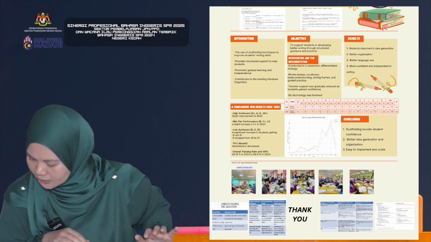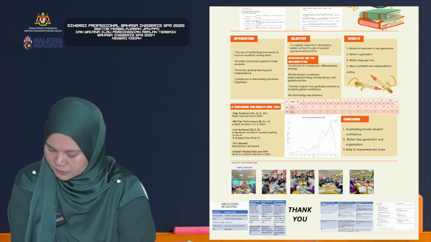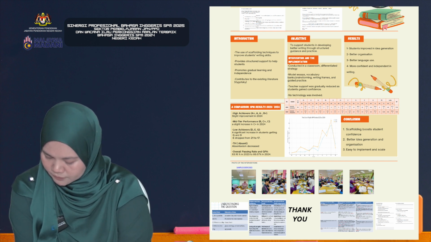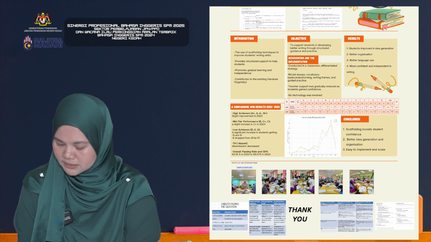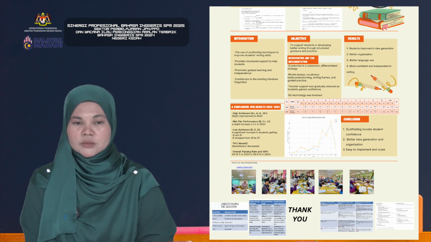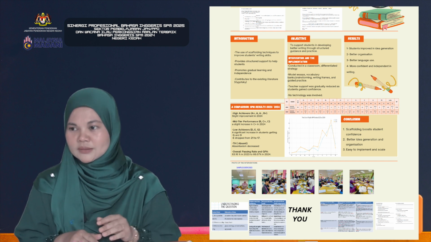And then for overall passing rate, we can see that from 63.16% in 2023 to 66.67% in 2024. So it means that a lot of low-performing students are able to pass.